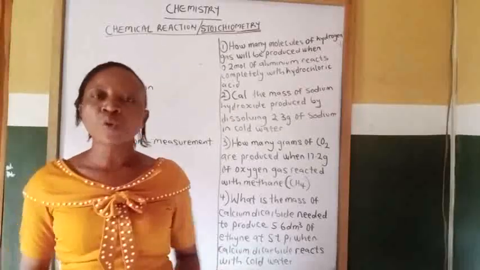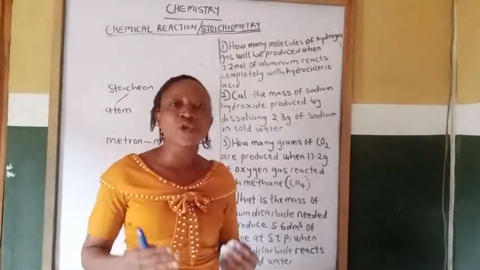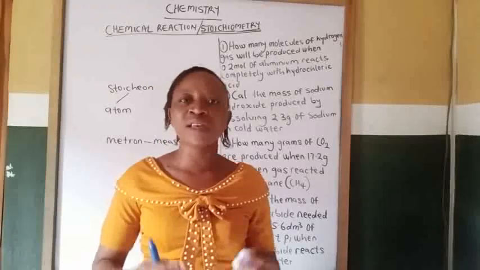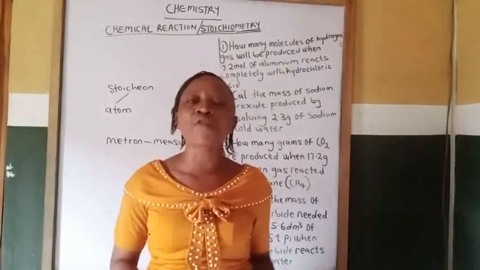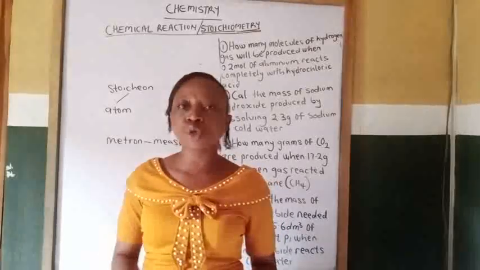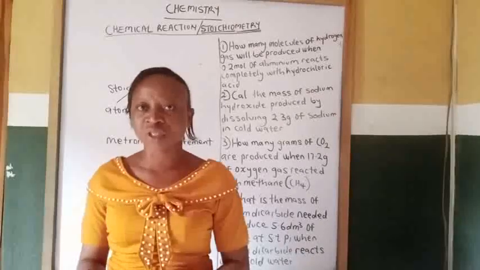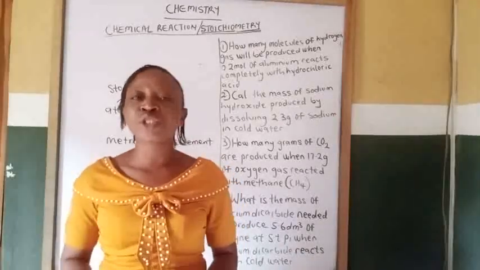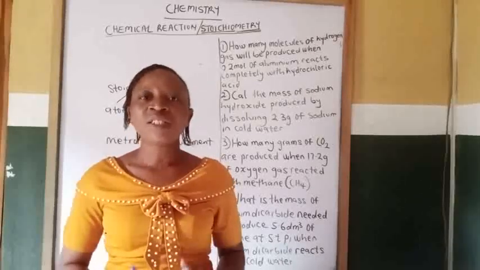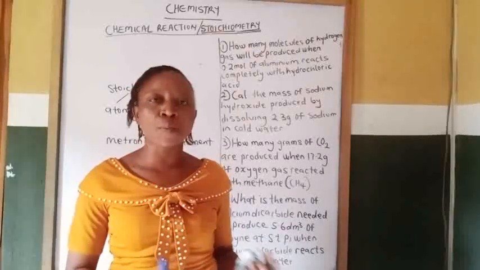Of atom, or we say measurements of what? Measurements of elements. So I will define stoichiometry as the use of chemical reaction to calculate the amount, which is also known as the number of mole, the mass of a substance, the number of particle, the number of atom, the number of molecule of reactants and products in a chemical reaction.